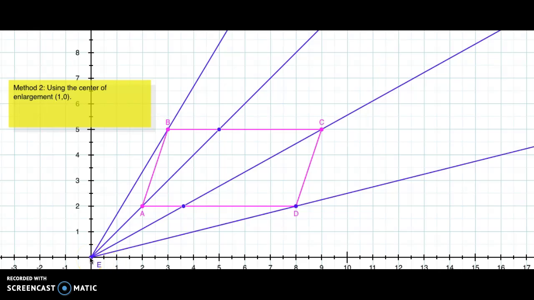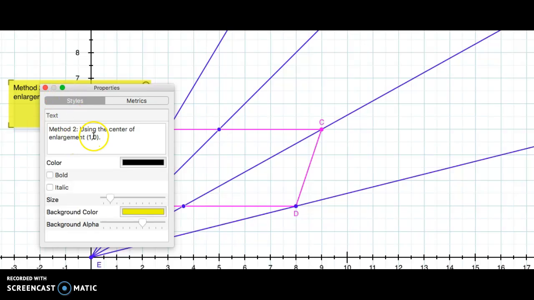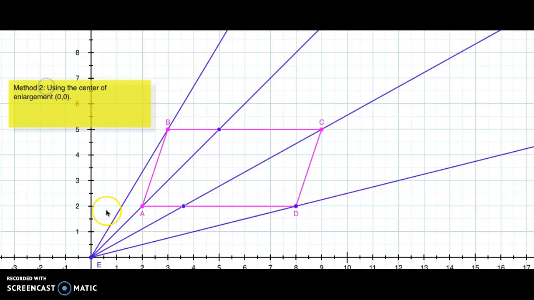Why does it change? Okay, the center of enlargement was at 1, 0, but it looks like for some reason I have it at the origin. So I'm going to change that real quick. Right there. So the center of enlargement is at 0, 0. Ooh, I wonder if it'll be okay.